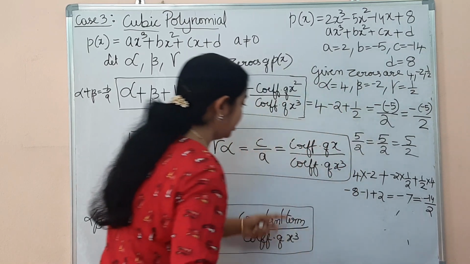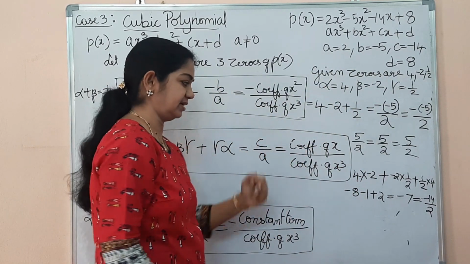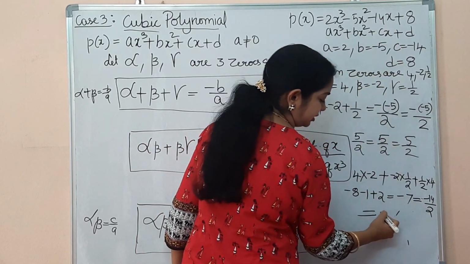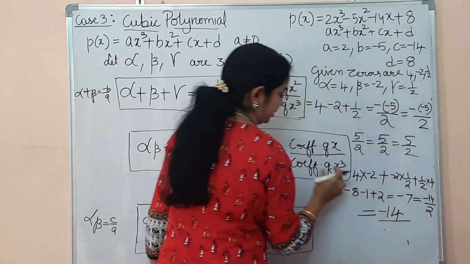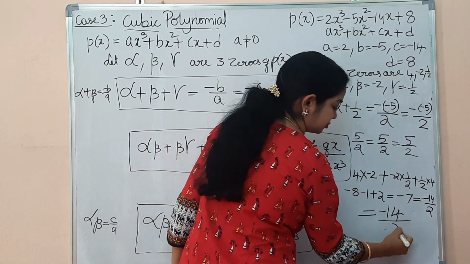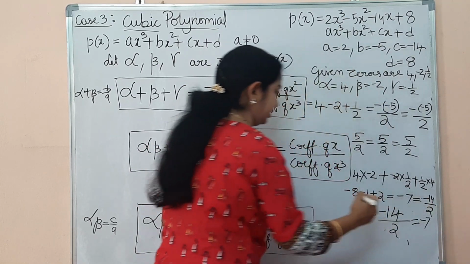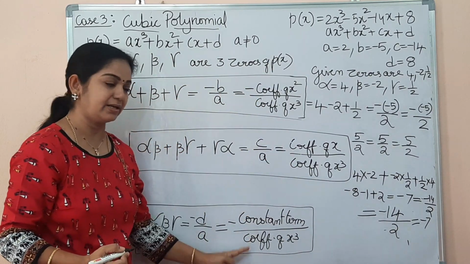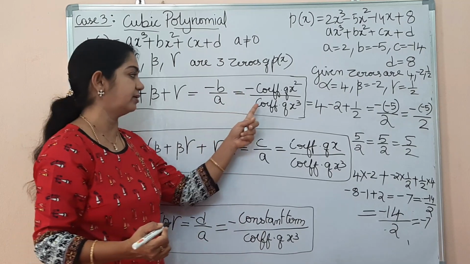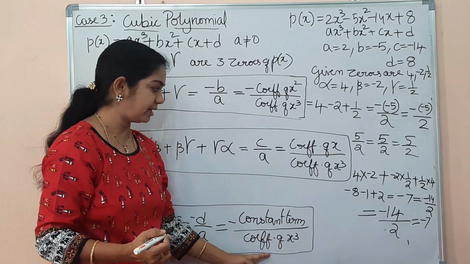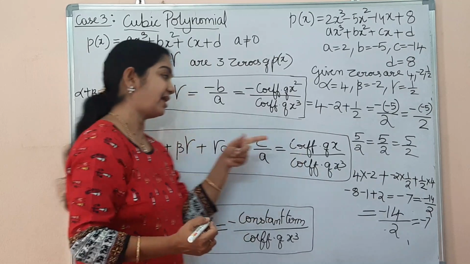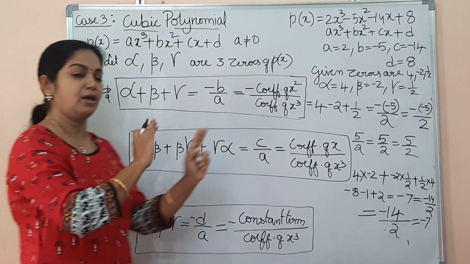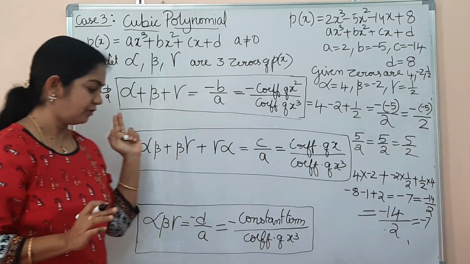Sorry children, here remember we don't have a minus sign. We just have the coefficient of x. The coefficient of x is minus 14 by the coefficient of x cube, that is 2. So this comes to minus 7. Remember, by correlating, you remember where you have to put minus. For the sum of the zeros in the quadratic you have minus, and for the product of the zeros taken twice we don't have minus. Like that, by correlating you can easily remember the formulae.